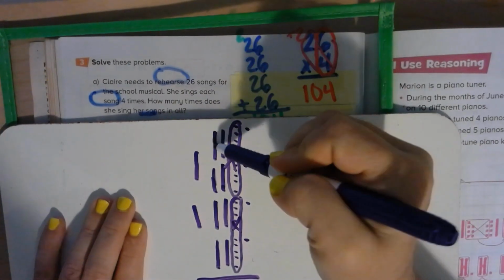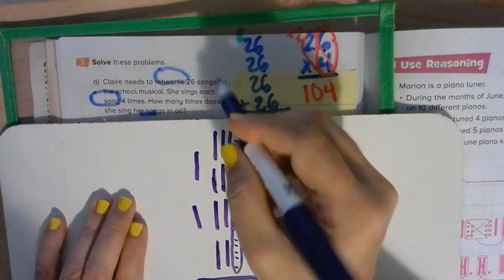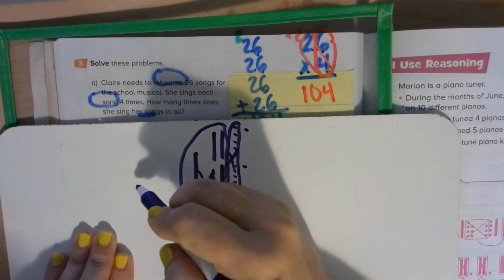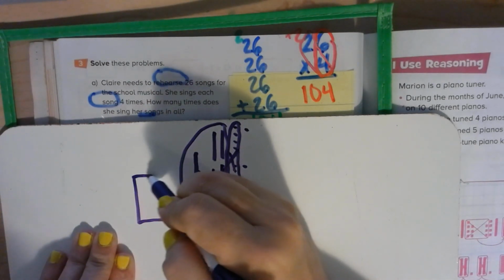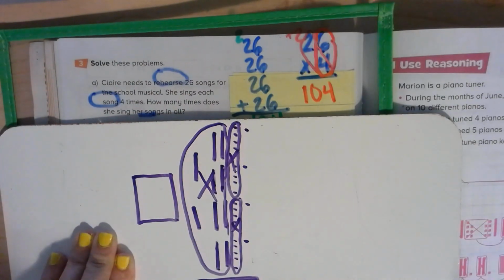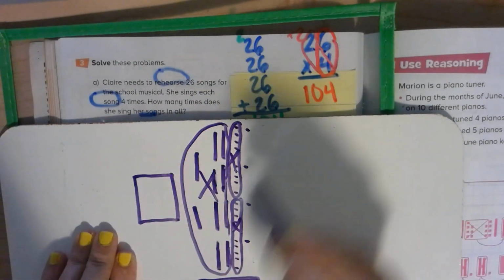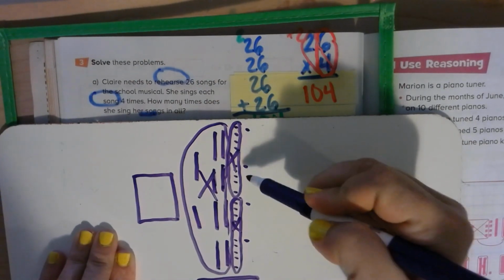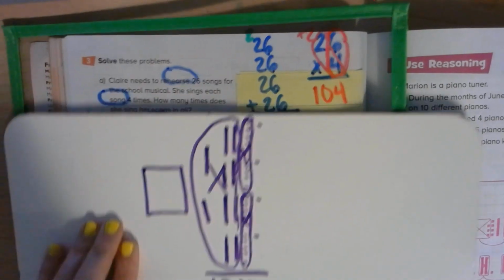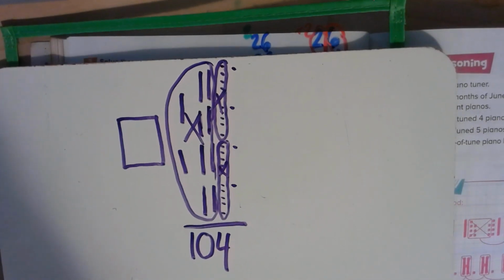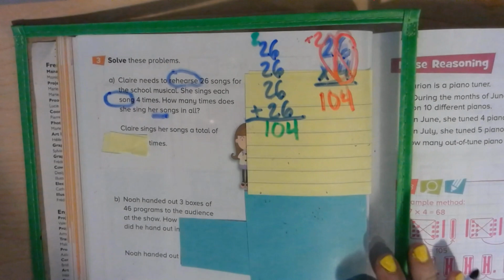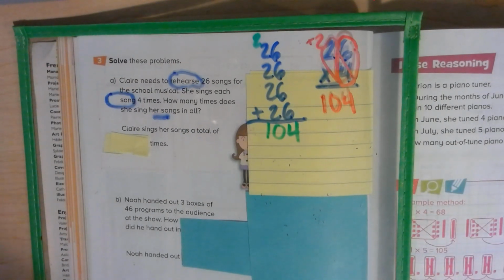Now we have 1, 2, 3, 4, 5, 6, 7, 8, 9, 10. Oh, we have 10 tens. So we're going to circle them, put an X on it, and now we have a square. That's 100. It's my best looking square. So now we have 100. We X'd off all of our tens, and we still have 1, 2, 3, 4. So you have 104 if you use base 10. You have 104 if you added 26 four times. And you have 104 if you multiplied.